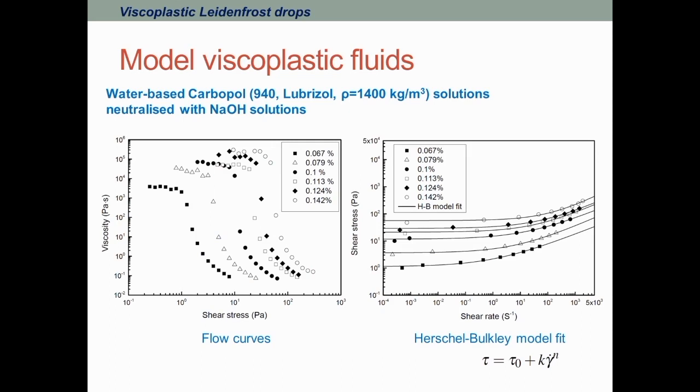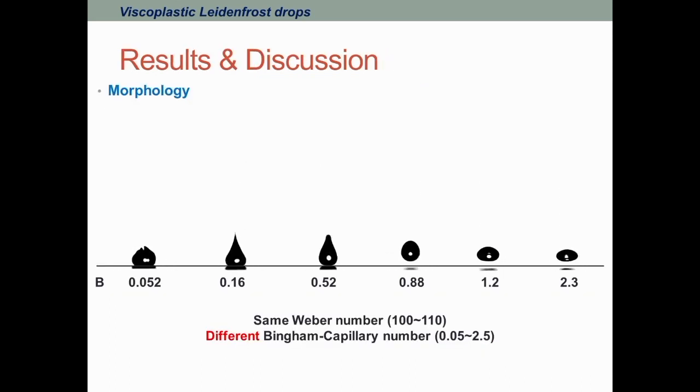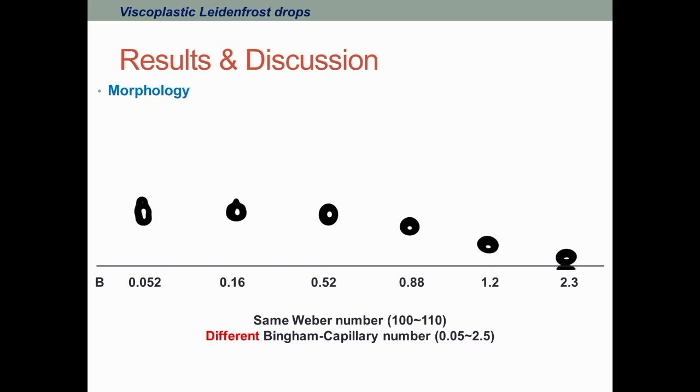Bingham capillary numbers. First, the impact morphology. You can see that as the Bingham capillary number increases, which means the yield stress increases, the maximum bouncing height of the drops goes down.